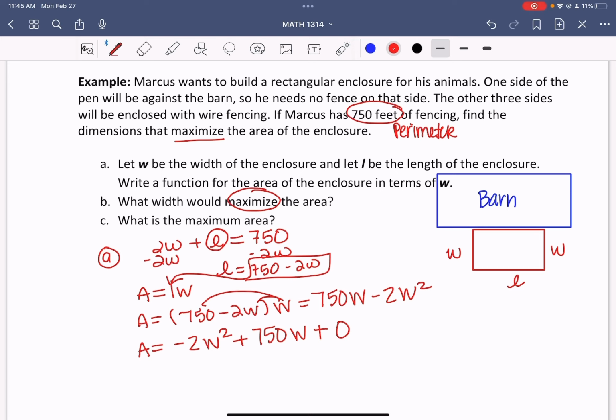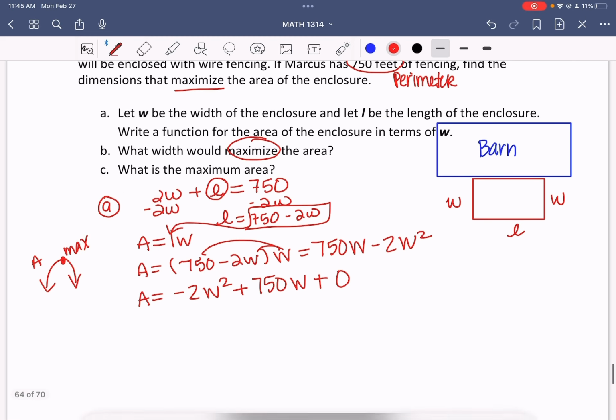So what I'm going to do is find the vertex of this parabola. This is a downward facing parabola. It looks something like this. It represents my area, so the max would occur here at the vertex. So I would say that would be equal to negative b over 2a. So we do negative 750 over 2 times negative 2.